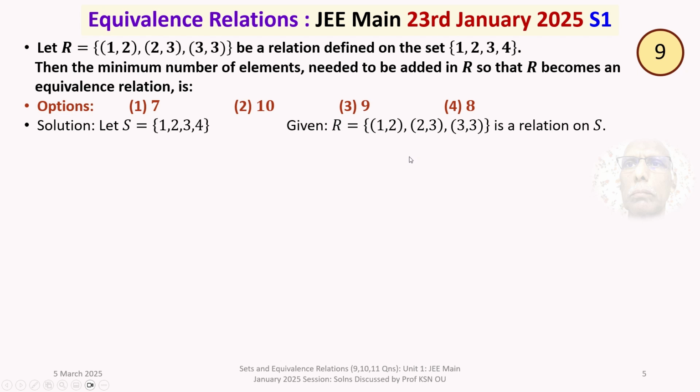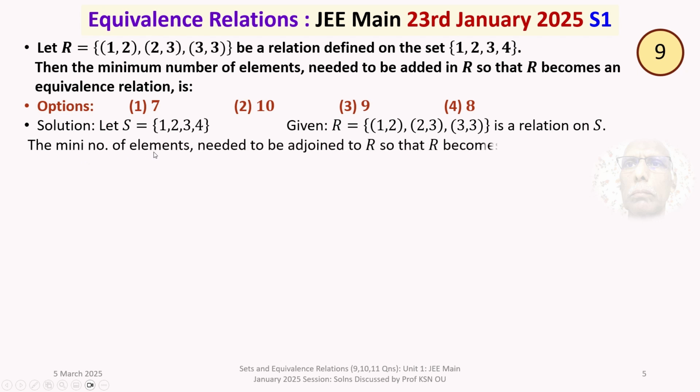Agreed. Now, the minimum number of elements needed to be adjoined to R so that R becomes reflexive. First of all, we take this R. Is this R an equivalence relation? No. So, to make this R an equivalence relation, we will adjoin those ordered pairs to R so that this R, when those elements are added, becomes reflexive.